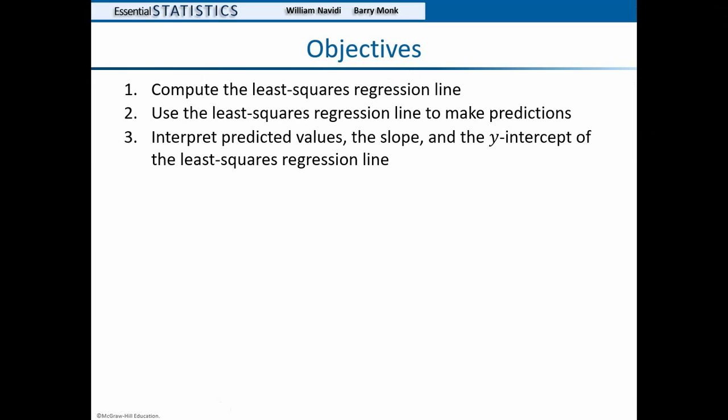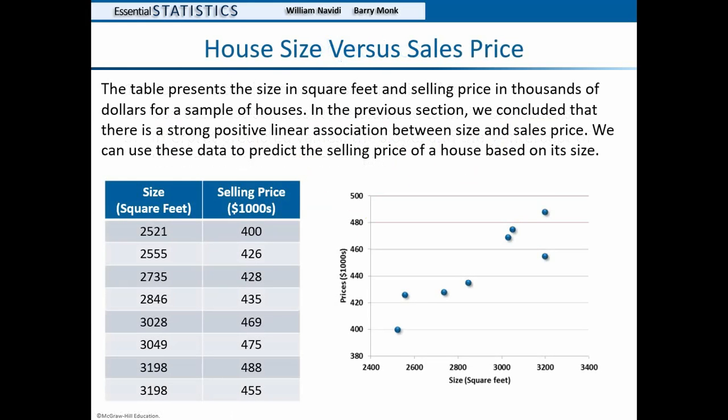So what we're going to do is compute the least squares regression line and use it to make predictions. Predictions of what? If I change X, what's my new Y? Interpret the predicted values, the slope, and the Y-intercept of the least squares regression line. We're going to use those in the model, and we're going to interpret what those mean.